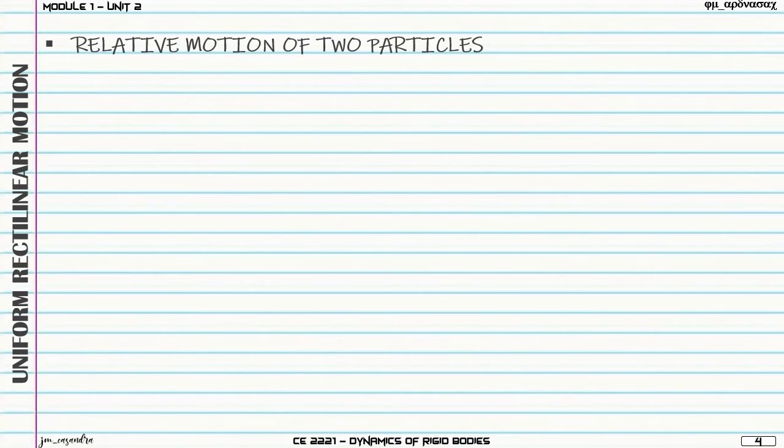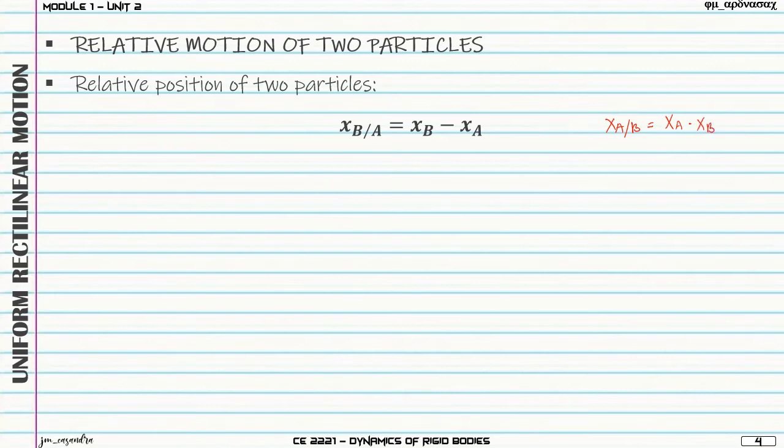In that case, the relative position of two particles will be given by the equation x of b with respect to a is equal to xb minus xa. So we could also define the position of a with respect to b as equal to xa minus xb.